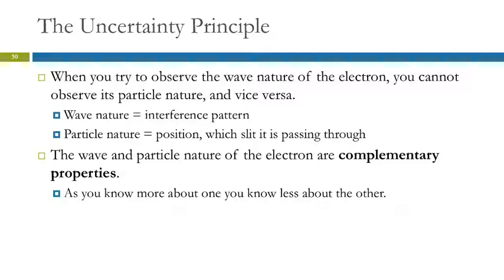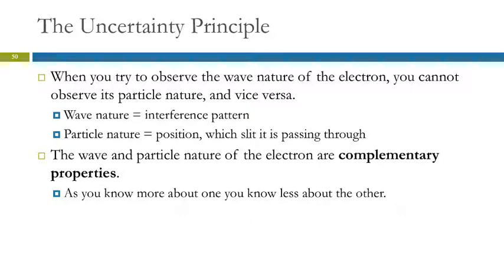So the uncertainty principle, and this was hinted at when we talked about Schrodinger's cat and the superposition. When you open the container, the cat is either dead or alive. When you try to observe an electron, you cannot observe its wave nature and its particle nature at the same time. You can observe one or the other, but you can't see both of them.